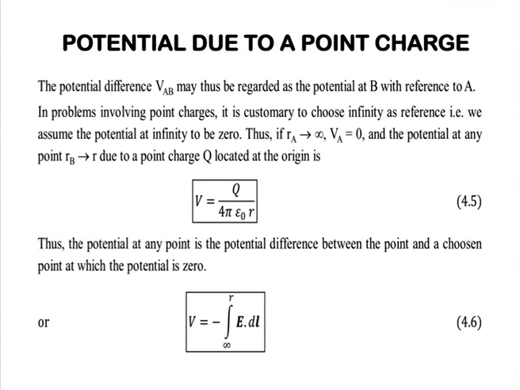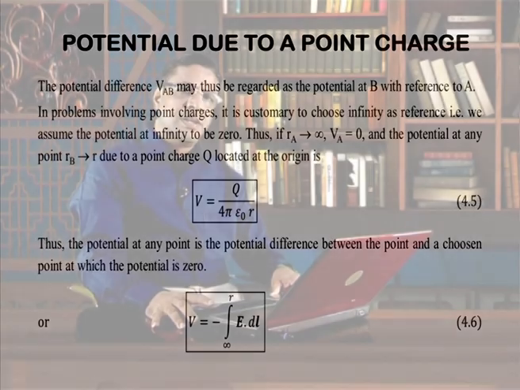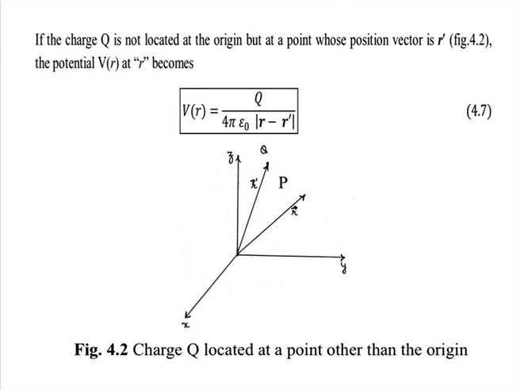to a point charge Q located at the origin would be given by equation 4.5, that is, V is equal to Q upon 4 pi epsilon naught R. Thus, the potential at any point is the potential difference between the point and the chosen point at which the potential is 0. This can be seen from equation 4.6, that is, V is equal to minus integral of E dot dl, the integral ranging from infinity to R. If the charge Q is not located at the origin, but at a point whose position vector is R prime, then the potential VR at R is given by equation 4.7.